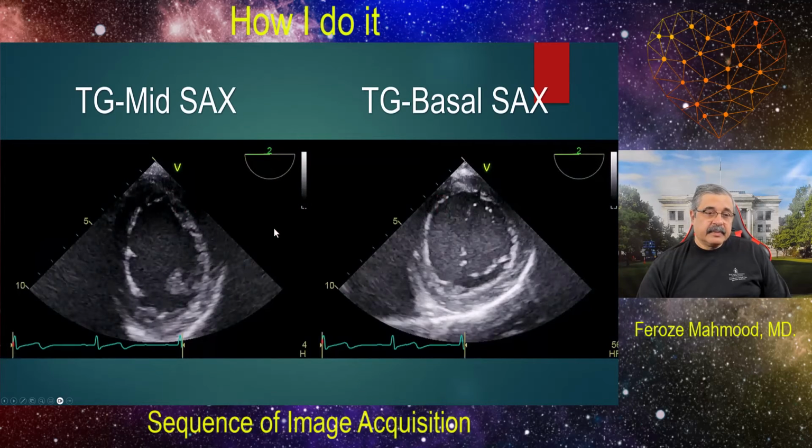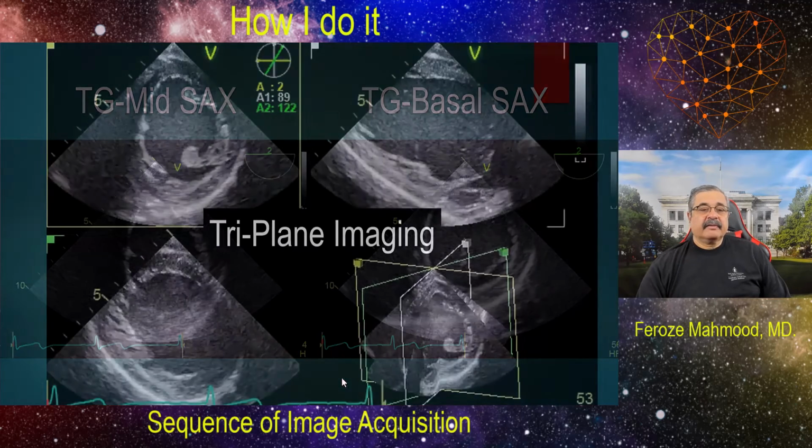In the transgastric position, more specifically, we look at the left mid-short axis when you're looking at the papillary muscle, as well as we look at the basal short axis of the left ventricle to assess for not only the diameter, the axes, and the systolic function.